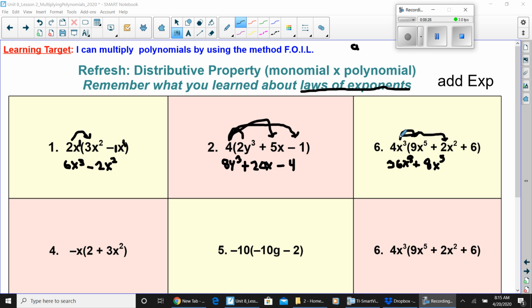And then finally, another distribution. All right, 4x to the third times 6. In my head, I'm doing 4 times 6 first. That's 24. And then there is no x attached to this 6, so you're just going to bring that x to the third over.